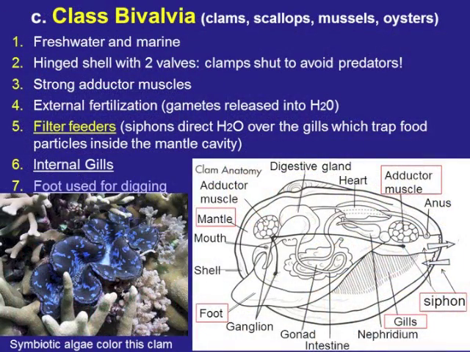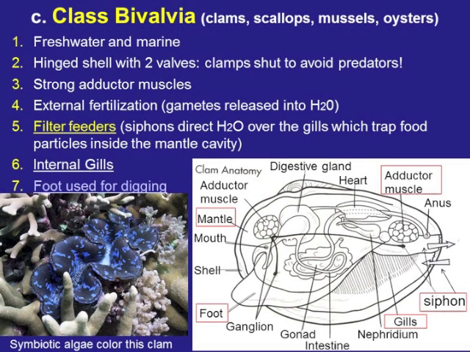Further looking at class Bivalvia, one thing to note is there are freshwater species and marine. If we go to Lake Mary, in the upper Lake Mary, we can find freshwater clams. They have a hinged shell with two valves, and it clamps shut to avoid predators, very tightly in some cases, and can only be opened by things like sea stars.